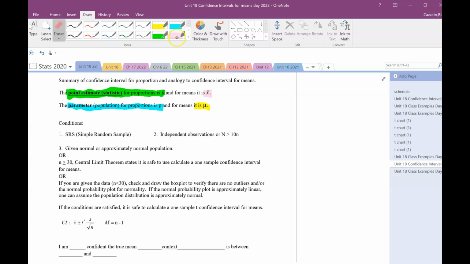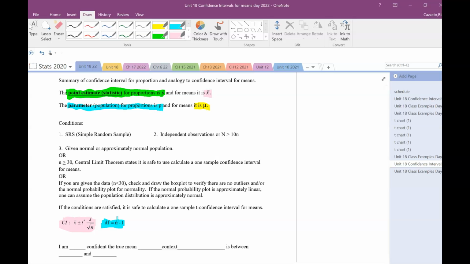And if you look at the formula down here that I'm highlighting in pink, the confidence interval is x bar plus or minus t star s over root n, and then there's something called the degrees of freedom. The df means the degrees of freedom, and it's n minus 1, where n is the sample size.